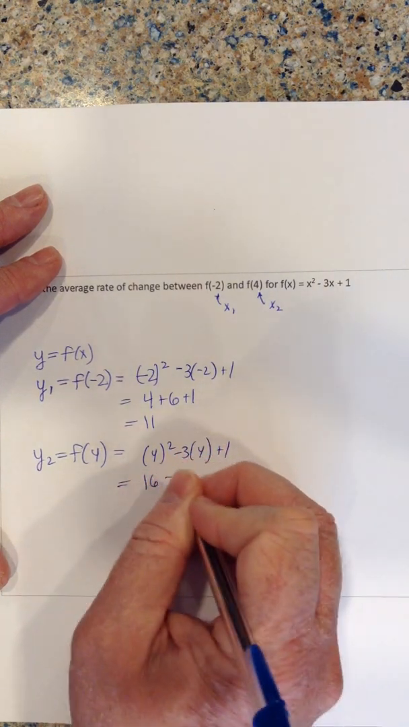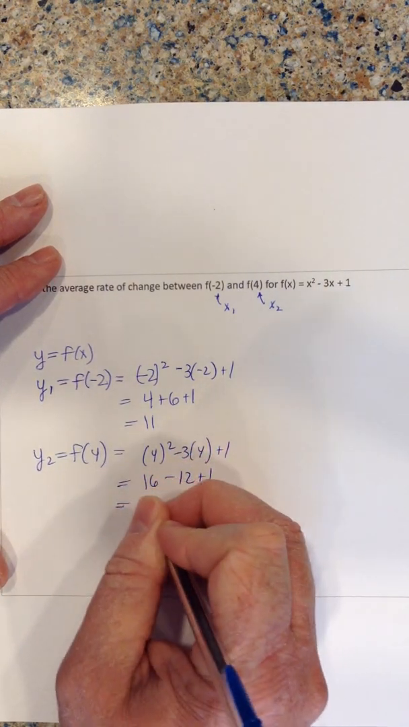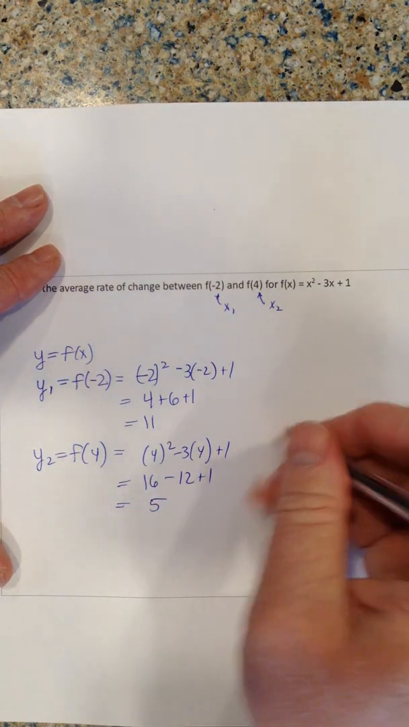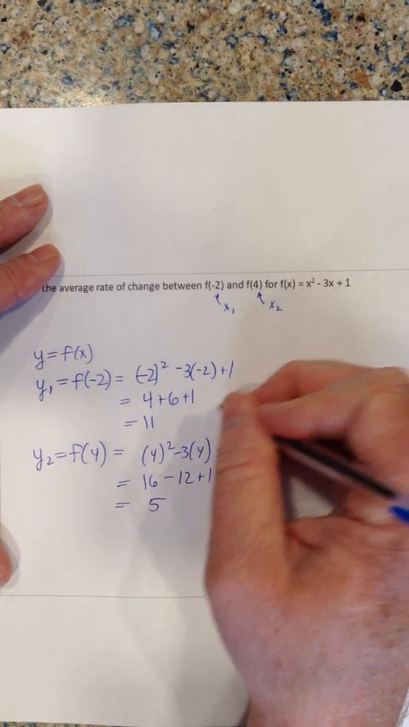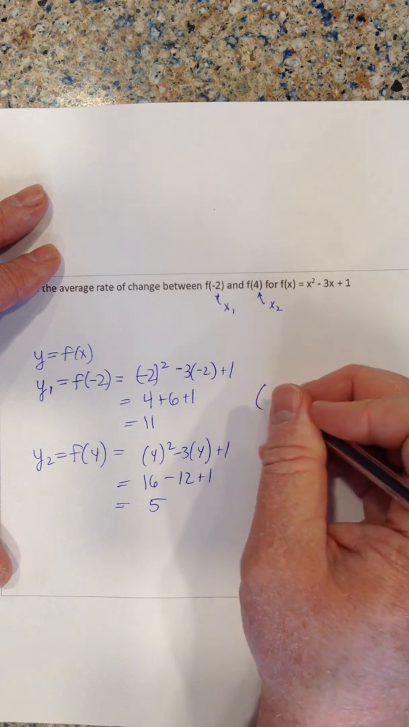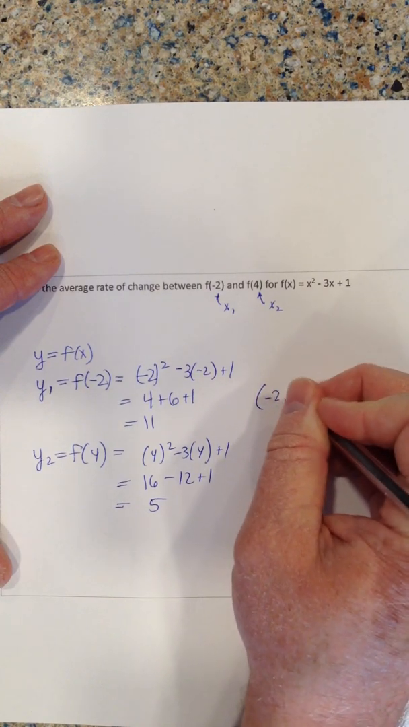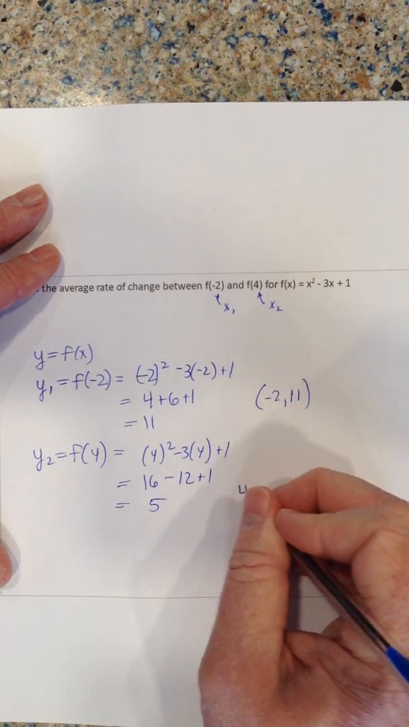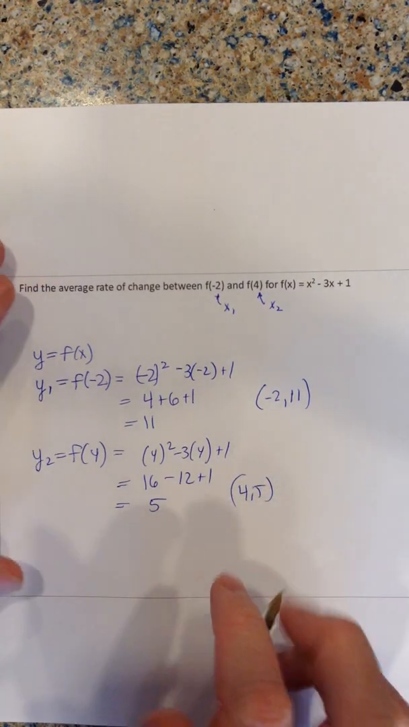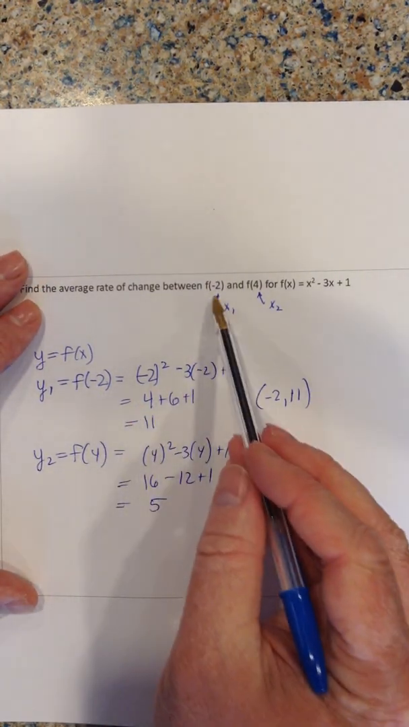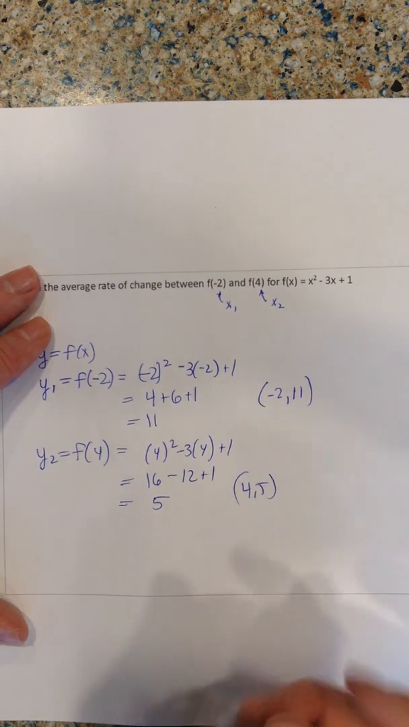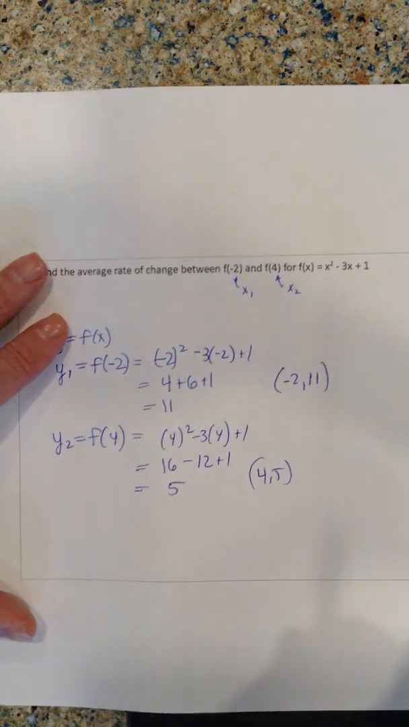So we get 16 minus 12 plus 1. That'll be 5. Okay, so this tells me my ordered pairs are negative 2, 11, and 4, 5. And I had to figure that out by substituting the x values into the function, right? So this isn't really that difficult a problem.